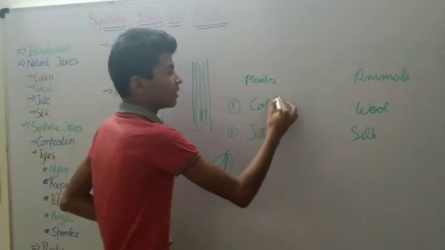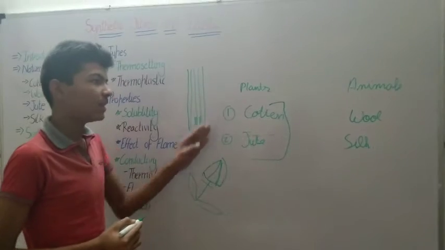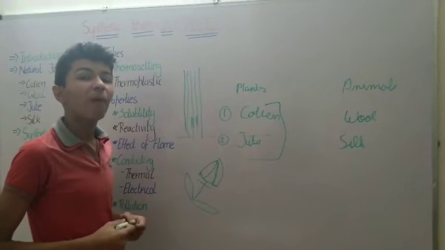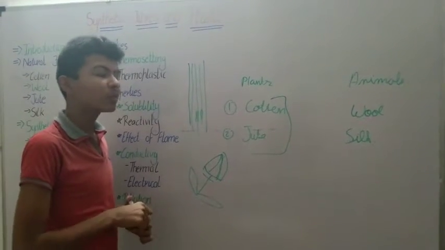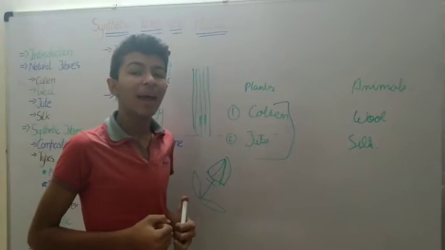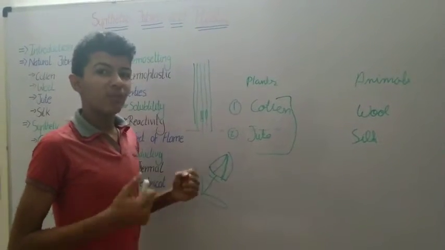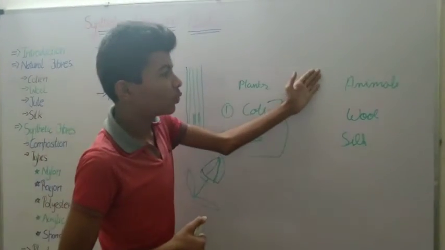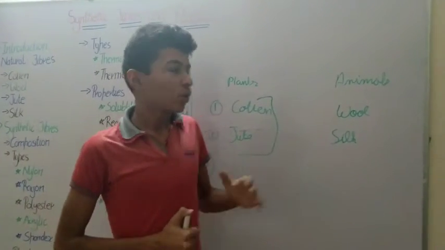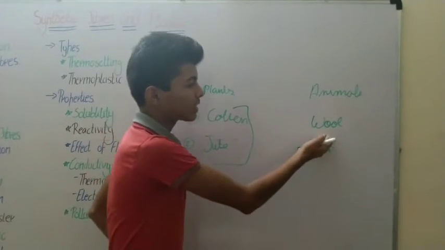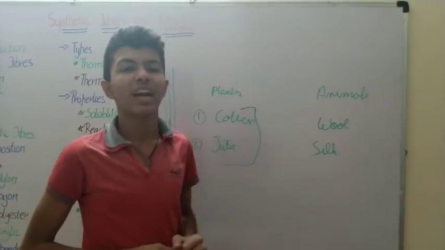The common thing in both plant-based products is that they are made up of cellulose, because cellulose is found only in plants, and that makes the plant stiff. So now let's move to animal fibers. We are going to discuss wool and silk. First let's start with wool.